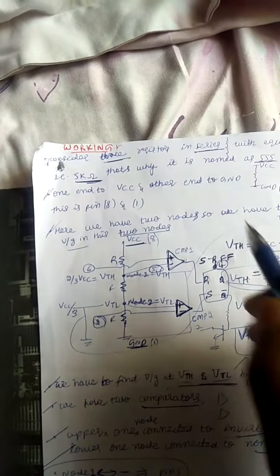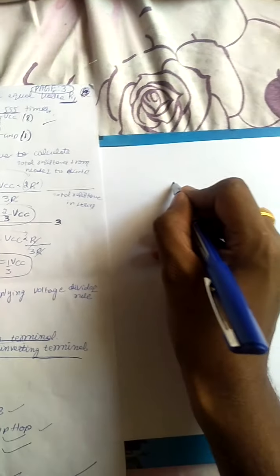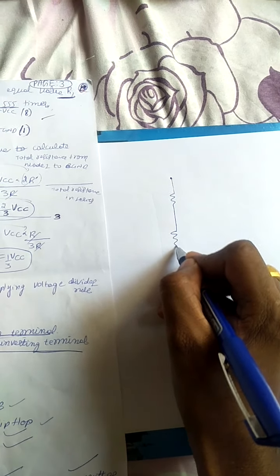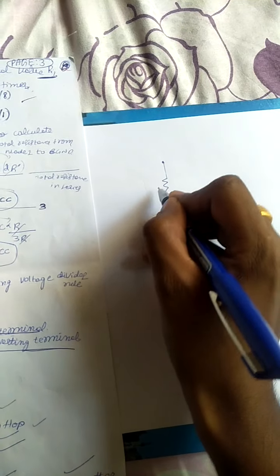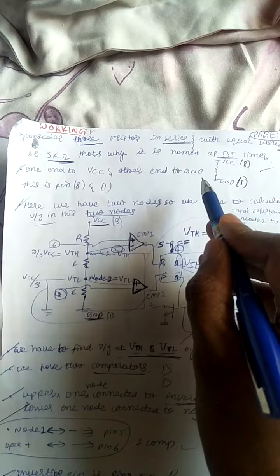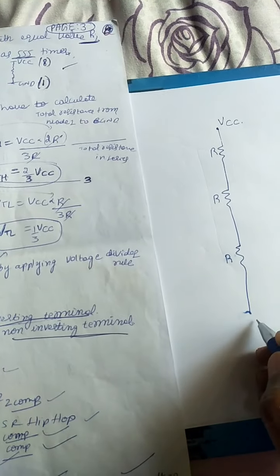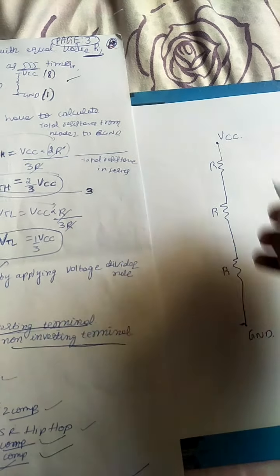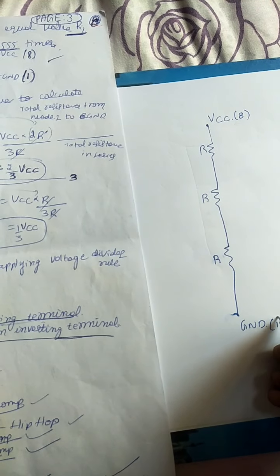Consider 3 resistors in series with equal value of R. One end is connected to VCC, the other end is connected to ground. VCC means pin number 8, ground means pin number 1.